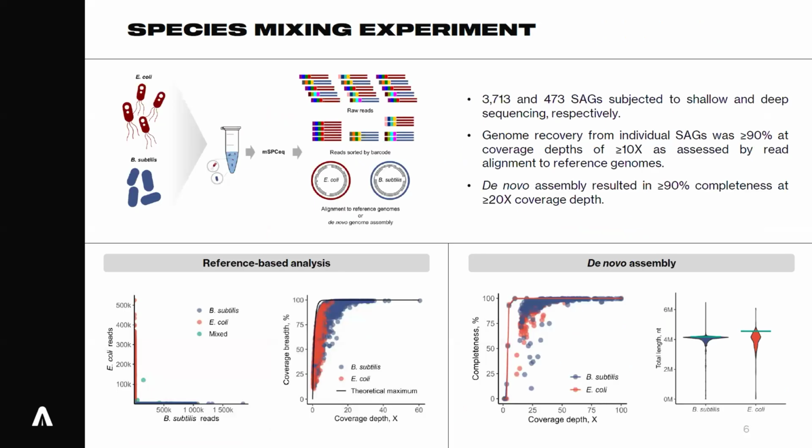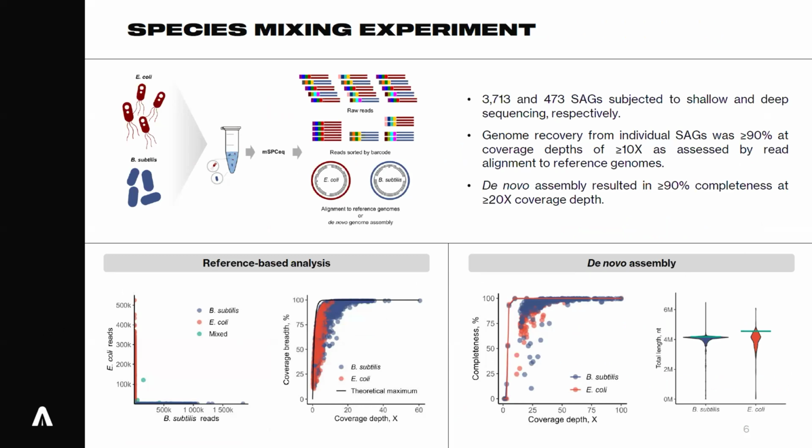So first of all, to test the workflow, we performed a quite classical species mixing experiment using a very simple mixture of Escherichia coli and Bacillus subtilis cells. And at this point, we observed that indeed DNA retention in SPCs is very good. We observed very minimal barcode cross-contamination level between SPCs, meaning that we can actually achieve single cell resolution.